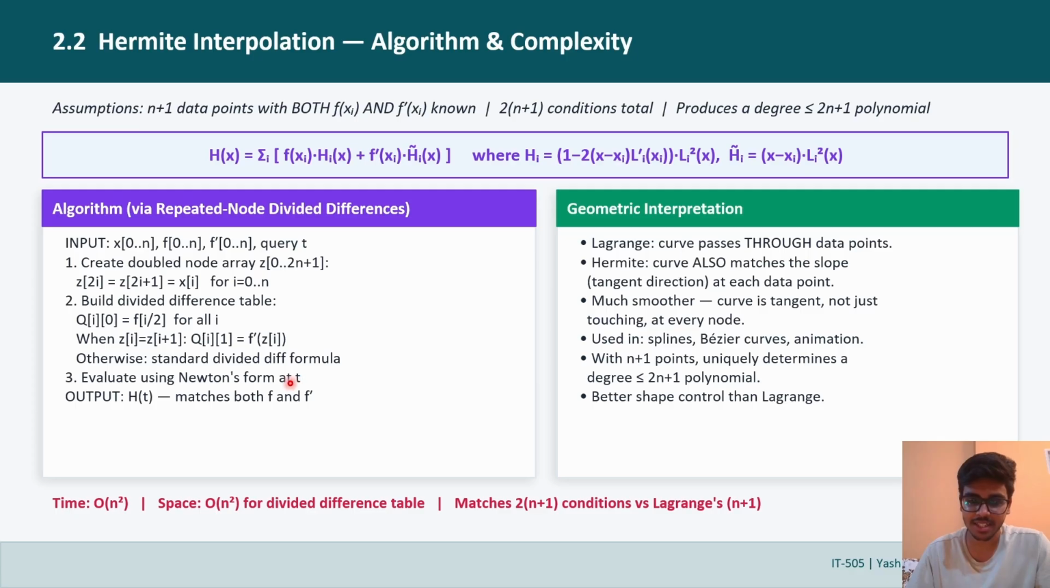Now the time complexity is O of n squared, space complexity is O of n squared for the divided difference table. It matches twice as many conditions as Lagrange.